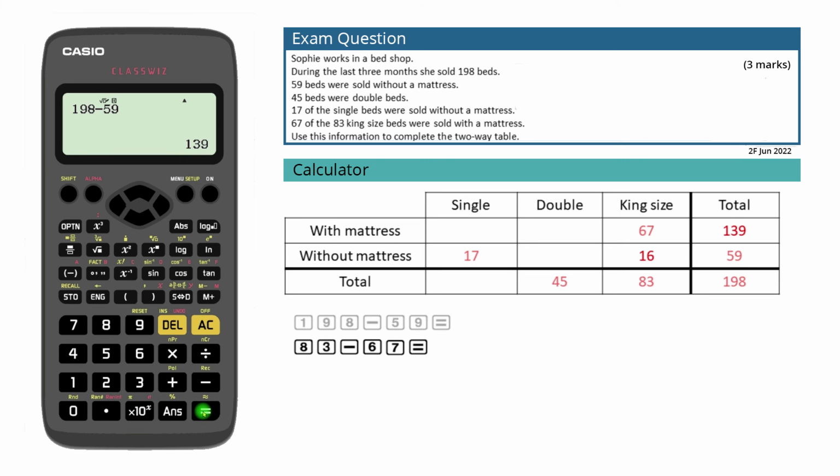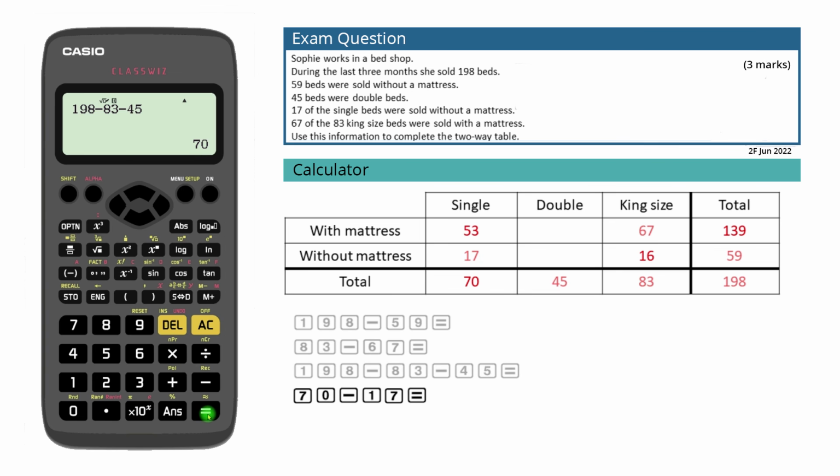Next, we'll complete the king size column. Enter 83, subtract 67, and again press equals, and then enter 16 in the gap for the king-sized column. Now try the total row. Here you will need to subtract 45 and 83 from 198. Enter 198, subtract 83, subtract 45, and press equals. Enter the answer 70 in the single column on the total row.